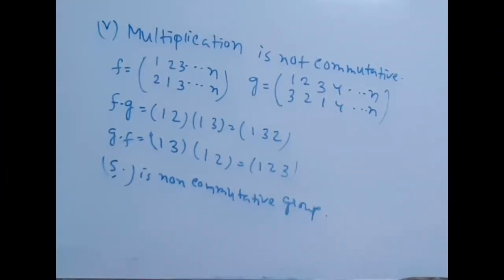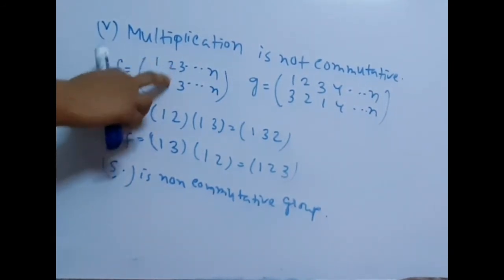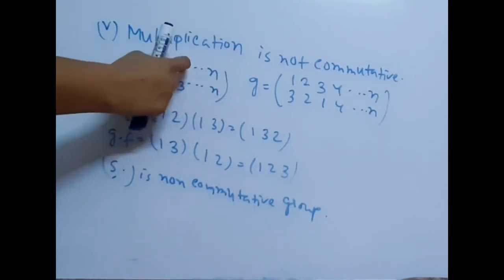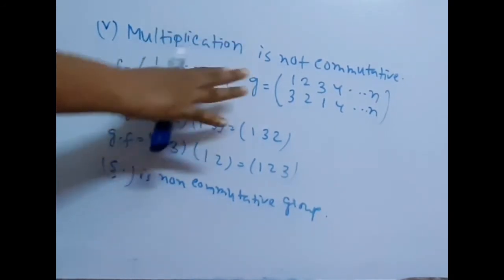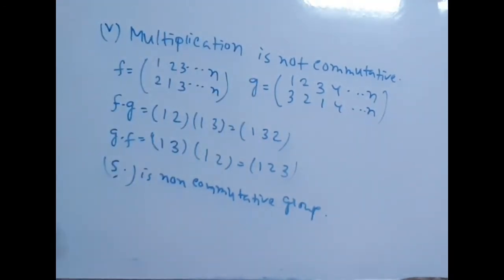Okay, the fifth is the commutative property. Multiplication of permutations is not commutative. For example, consider a permutation f, that is 1 goes to 2, 2 goes to 1, and 3 goes to 3, and so on, n goes to n. And we consider another permutation g, that is 1 goes to 3, 3 goes to 1, and the others remain constant, that is 2 goes to 2, 4 goes to 4 and so on.